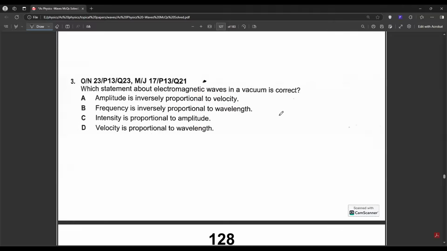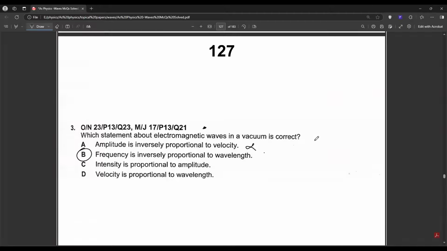Let's further move ahead. Which statement about electromagnetic waves in a vacuum is correct? Amplitude is inversely proportional to velocity. No. Frequency is inversely proportional to wavelength. Yes, B is the correct answer. If I check it in the marking scheme, 127 has an answer of B. Yeah, that's correct. Let's further move ahead.